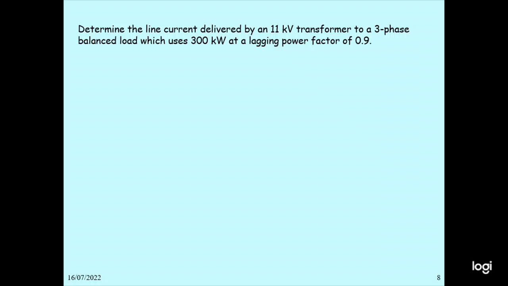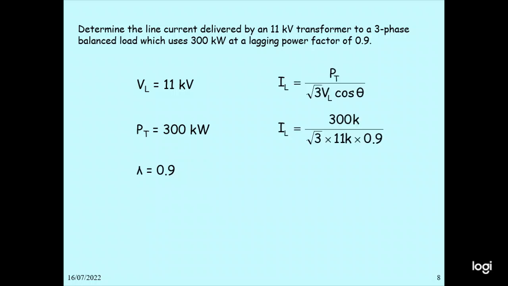The next one is to determine the line current delivered by the 11 kV transformer to a three-phase balanced load which uses 300 kilowatt at a lagging power factor of 0.9. So VL equal to 11 kV, P total equal to 300 kilowatt, lambda equal to 0.9. So I equal to P total divided by root 3 VL cos theta, 300K divided by root 3 times 11K times 0.9. So you get 17.5 ampere.